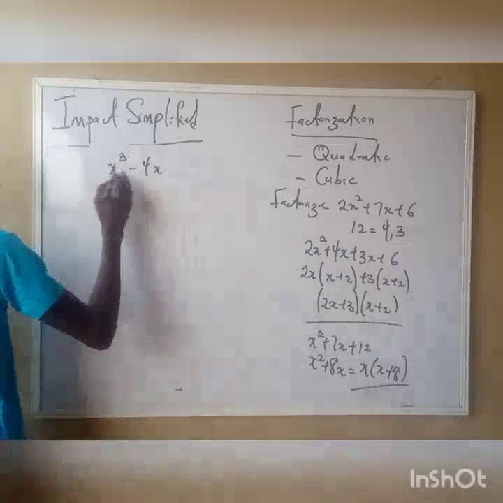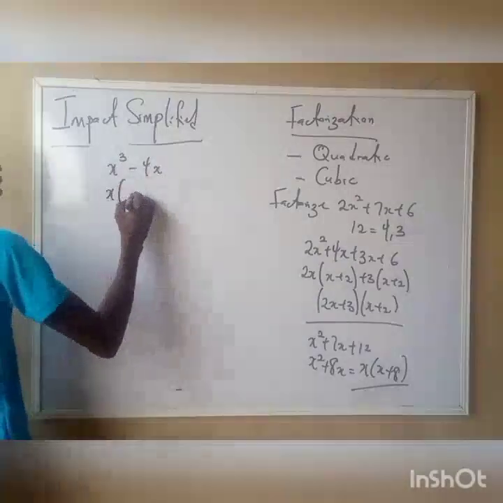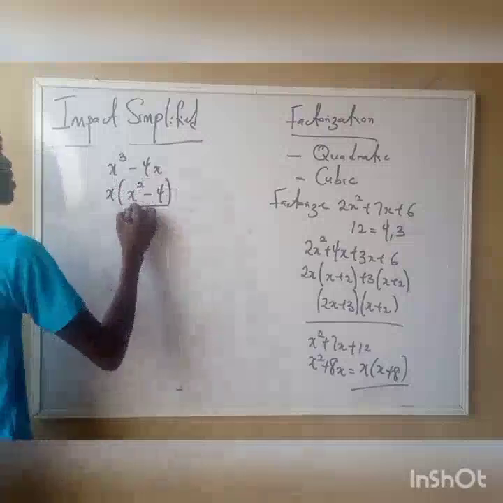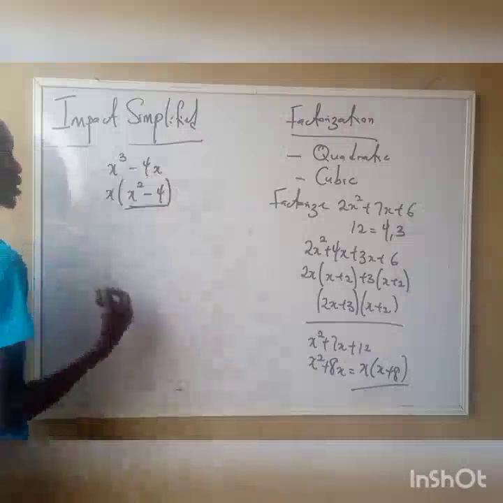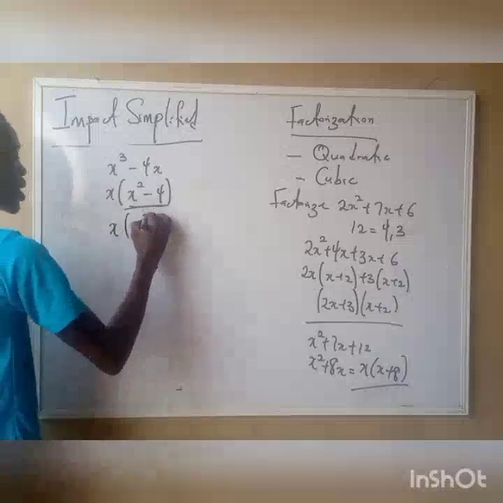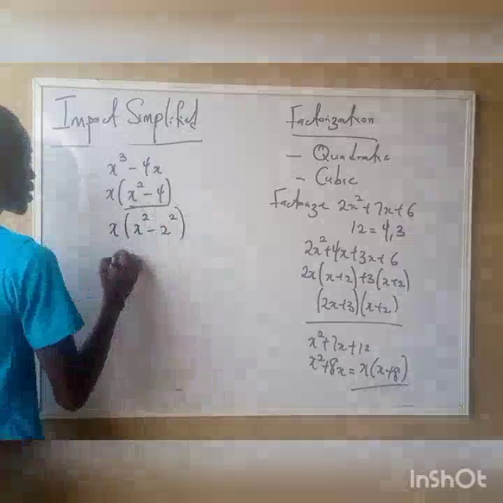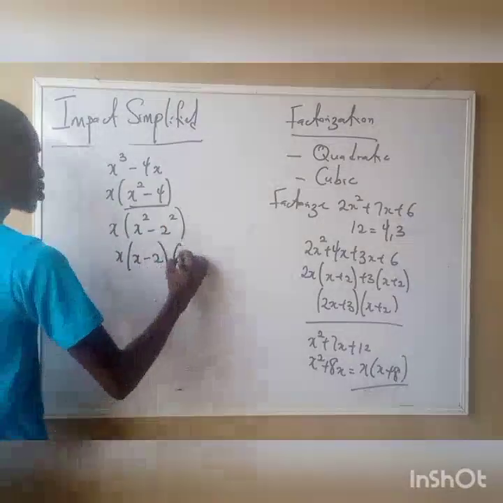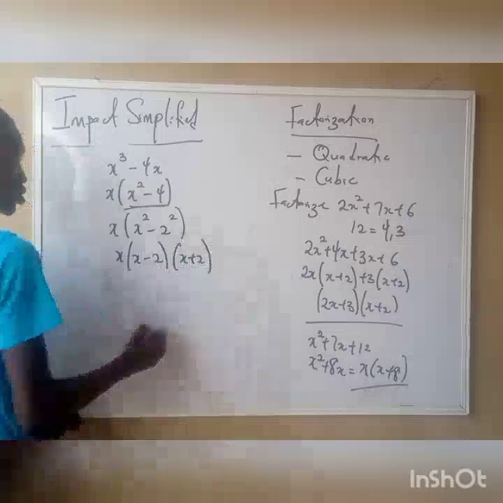They said we should factorize. Looking at this, what is common? X is common. We have it as x squared minus 4. And looking at this, we can still factorize this. This is a difference of two squares, and that will give us x into x squared minus 2 squared, which is x into x minus 2 and x plus 2.